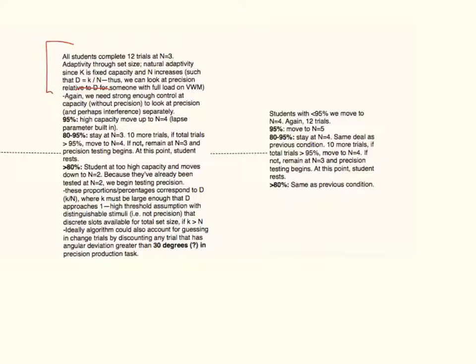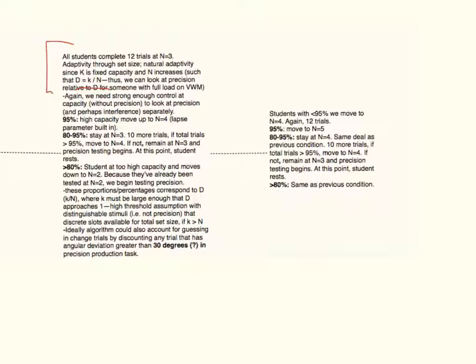And what's also nice is that these percentages or proportions will also correspond to D. So where K is high relative to N, the students under the high threshold assumption, these students should be scoring near correct, right? And the high threshold assumption is that if the items are distinguishable and there's this discrete slots model, there's discrete slots available, then, and if K is greater than N, then again they should be getting them entirely correct besides that lapse parameter.